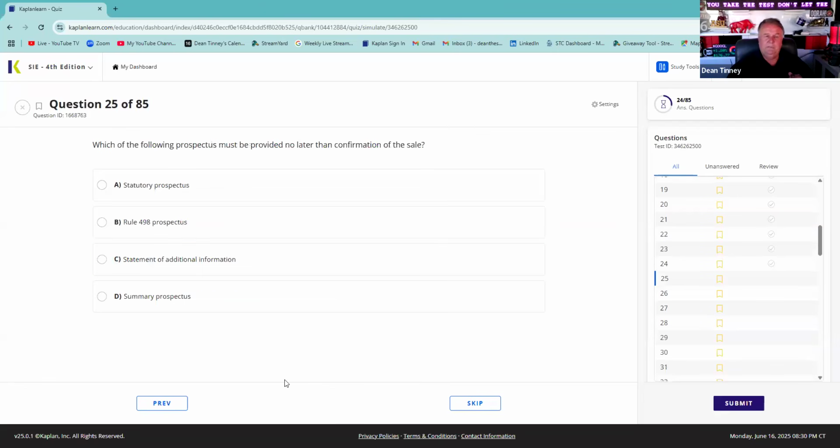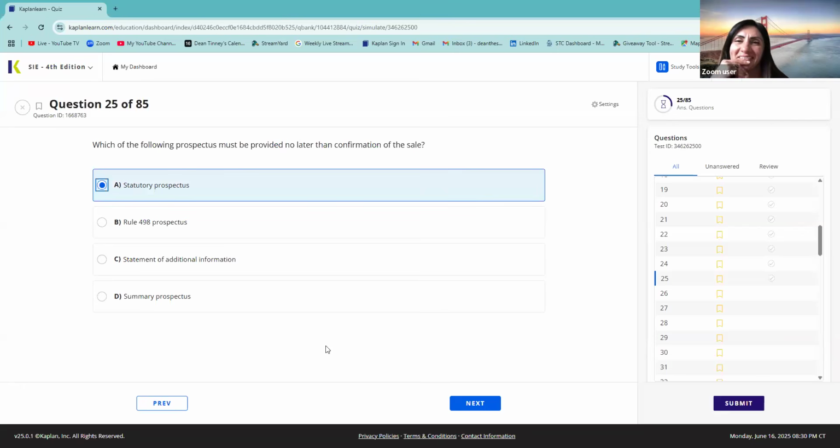Which of the following prospectus must be provided no later than the confirmation of the sale? They're so tricky all the time, all the paperwork. Yeah, I'm with you. It's another one of those we were just joking about, the difference between English and this. So the statutory prospectus is the first one. That's right. The statutory prospectus is the full-blown everything you need, right? Yeah. So, good job.